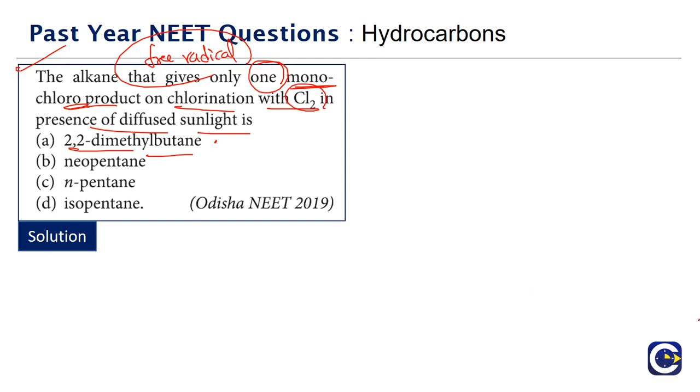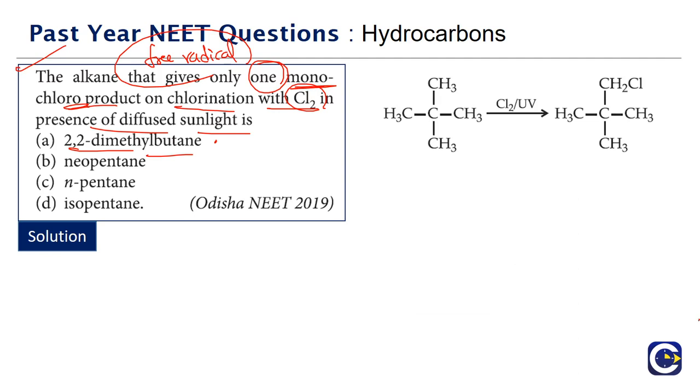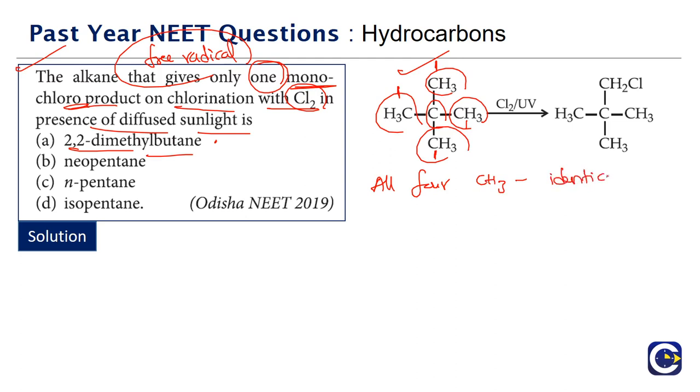Now the second option is neopentane. This is neopentane, the most symmetrical pentane. We'll have a central carbon and 4 methyl groups attached to it. Let's number them. All 4 methyl groups attached to the central carbon are identical, so we can say they are symmetrical. If they are identical or symmetrical, what does it mean?